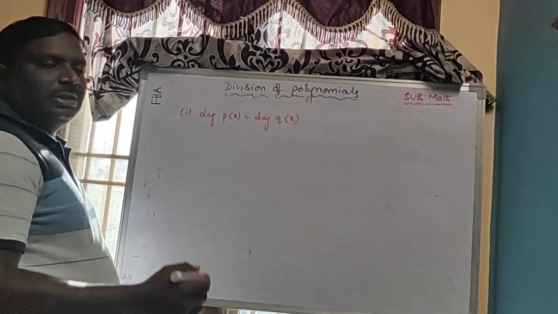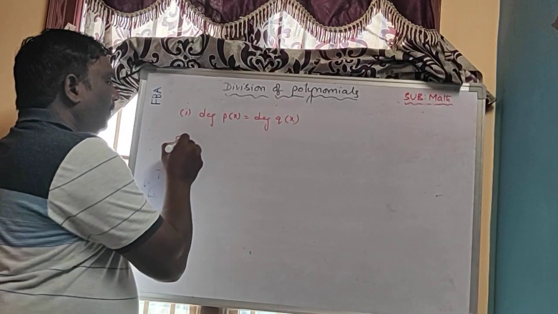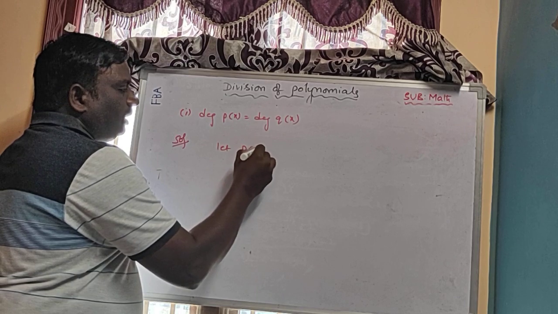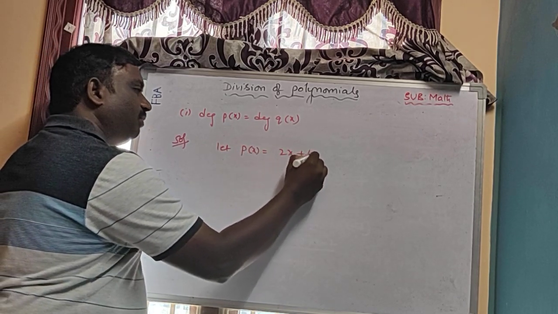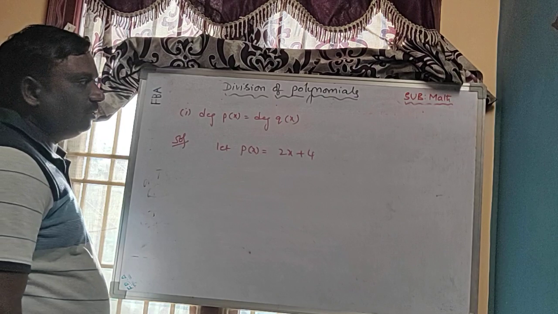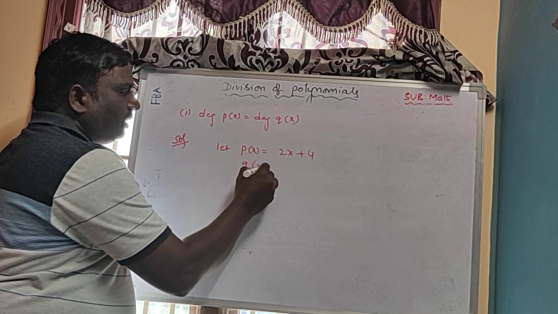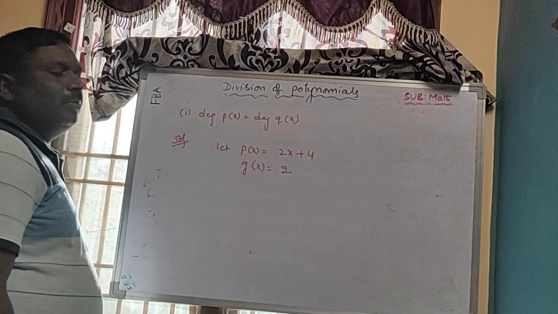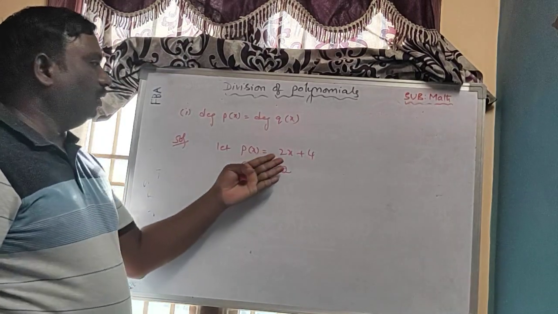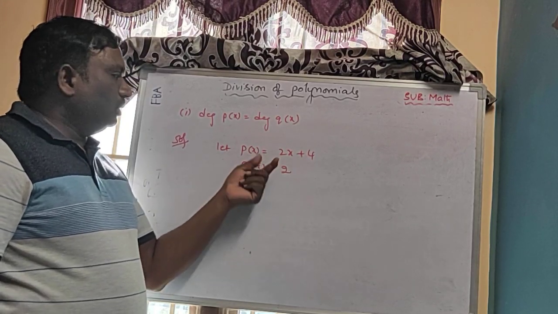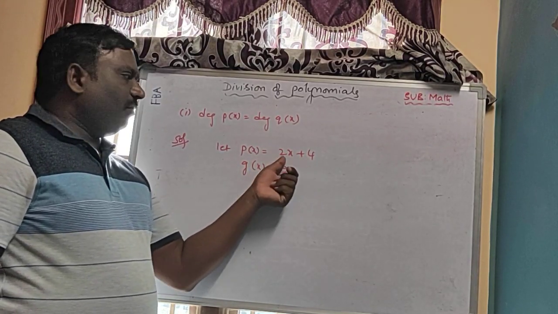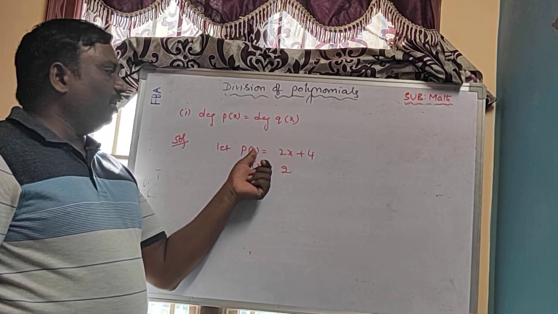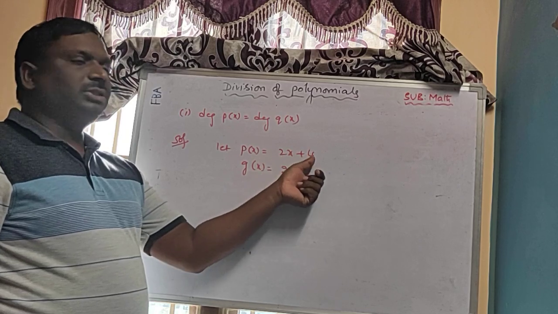Now I am taking small examples. Let p of x equal to 2x plus 4, and g of x equal to 2. Why am I taking these values only? What is the common factor for these two terms? 2. When you divide p of x with g of x, definitely we will get x plus 2.